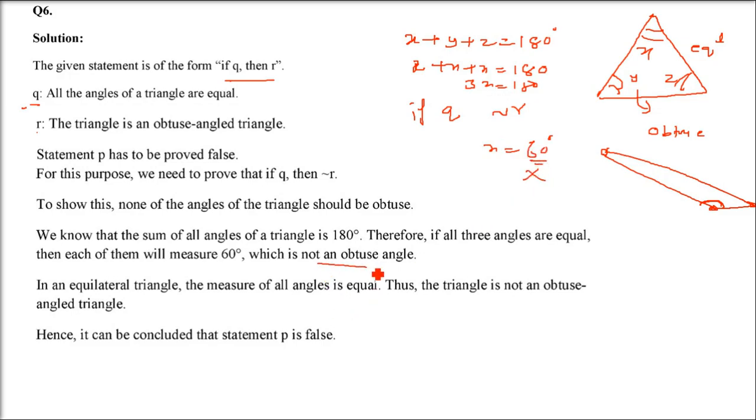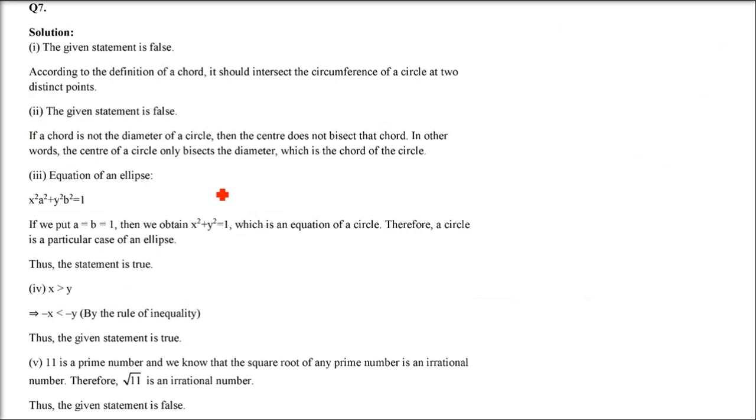So not even a single angle can go above 60 degrees. In an equilateral triangle, all the angles are equal, every angle has to be 60 degrees. So we are not talking about a triangle having an angle greater than 90 degrees. So we can conclude that the whole statement is false, because if Q is true and R is false, the whole statement is false.